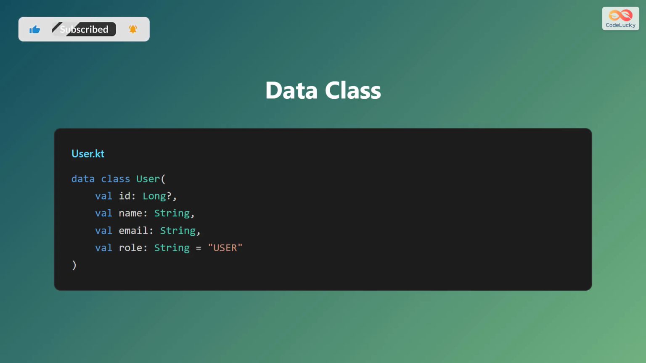The name property is a non-nullable String representing the user's name. The email property is also a non-nullable String for the user's email address. Finally, the role property is a String with a default value of "user", meaning if no role is specified during object creation, it automatically defaults to "user". The data class keyword automatically generates useful methods like equals, hashCode, toString, copy, and component functions for destructuring.